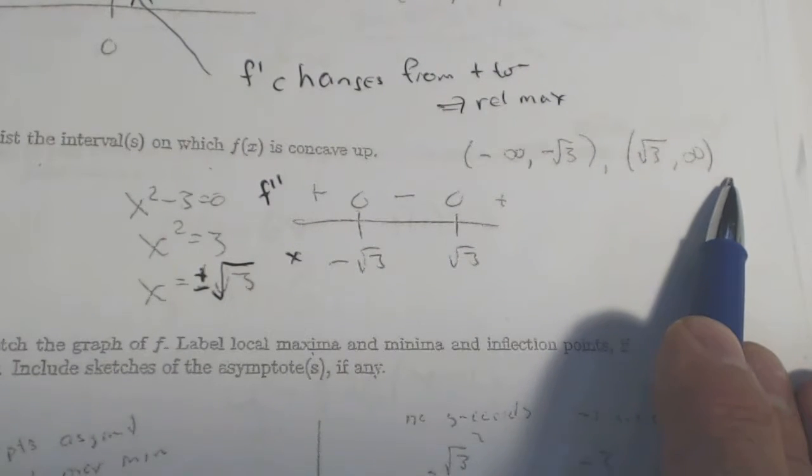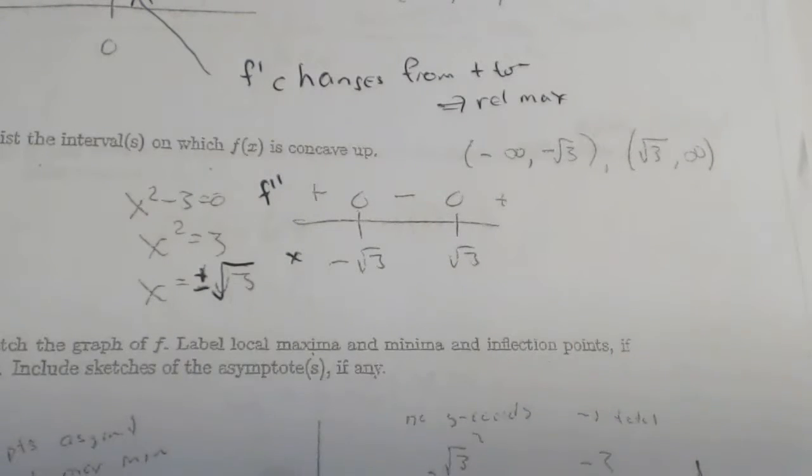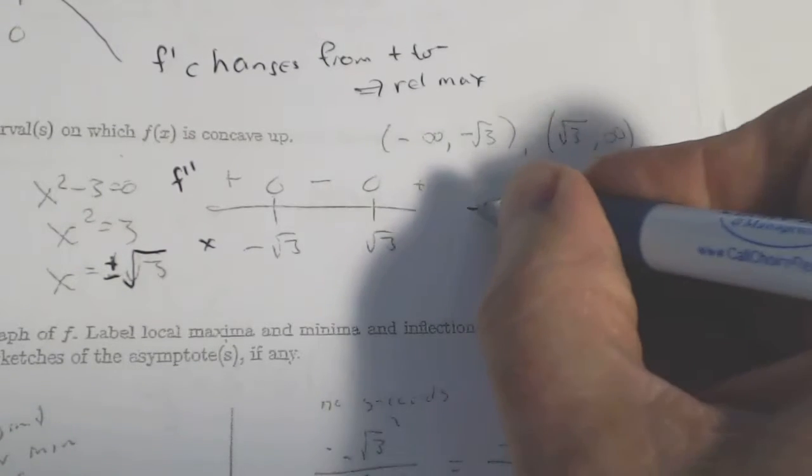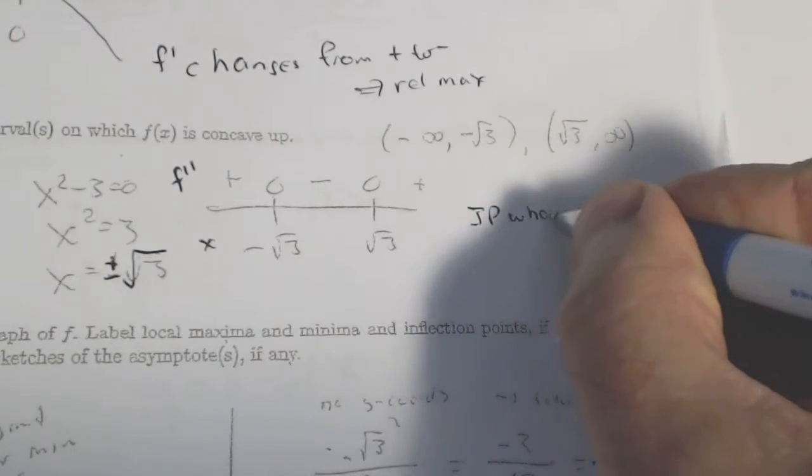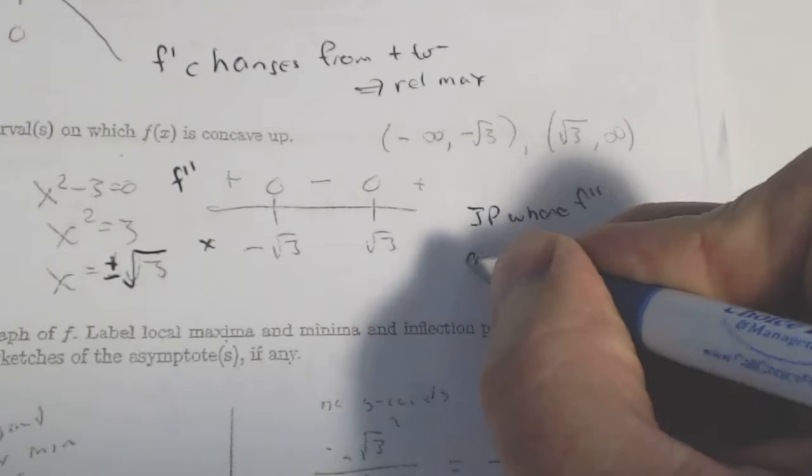Now this didn't directly ask about inflection points up here, but down in the graph part it did. So you should know that you have inflection points where the second derivative changes signs.